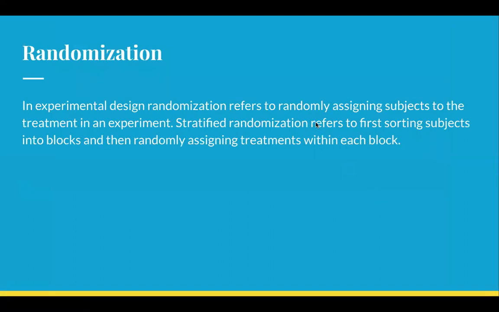Randomization. This is one of the easier definitions. It just means that you have to randomly assign the subjects to the treatment in an experiment. And then stratified randomization refers to first sorting subjects into blocks. So again, blocks are sometimes referred to as strata. So stratified randomization is just putting people into groups based off a characteristic that the researchers typically want to control for.